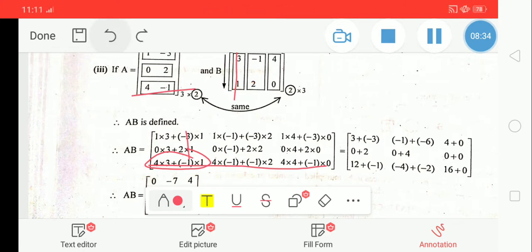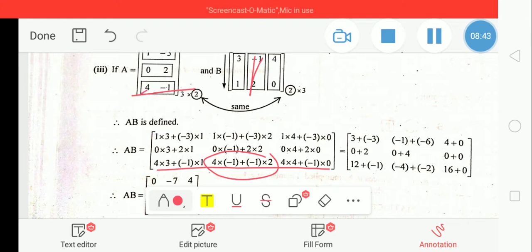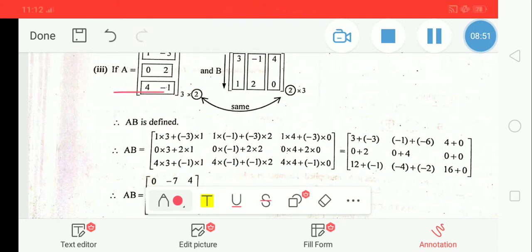Now third row, second column means this one: 4 multiplied by minus 1 plus minus 1 multiplied by 2. Then third row, third column means this one. So 4 multiplied by 4 and minus 1 multiplied by 0. So this is this one.